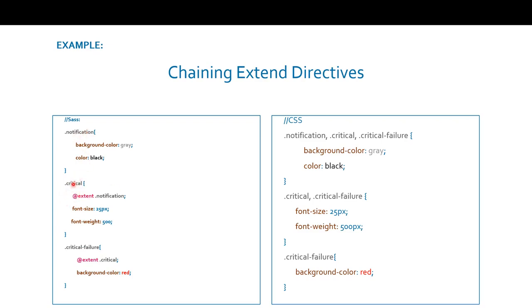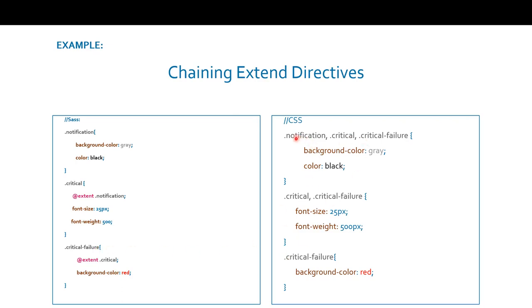We extended notification inside critical. It means that critical shares all the properties of notification. We extended this critical, which shares this common property, inside this critical failure. It means that critical failure shares all the properties of this critical, and it also shares all the properties of notification. So you have a common block between notification, critical, and failure. You have a common block between critical and failure. And then you have a critical failure block, basically. So this is basically what we have here.